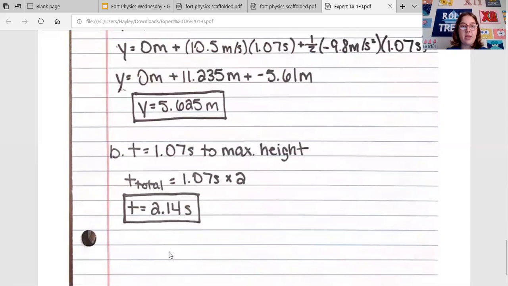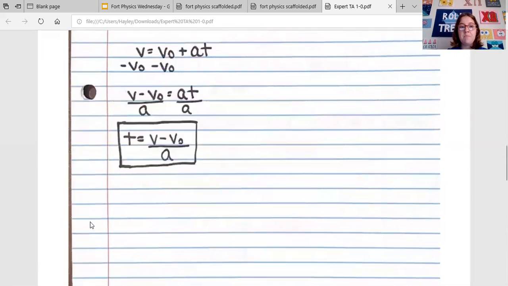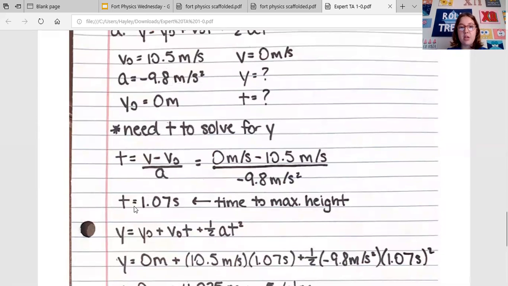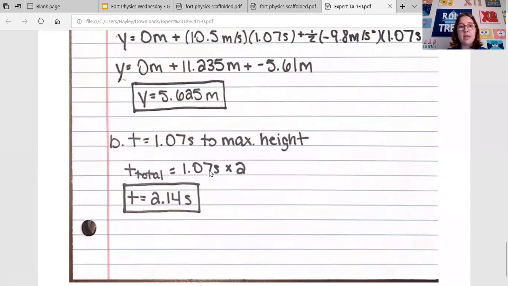And then for part B, we're solving for the time that the dolphin is in the air in seconds. You'll remember that we just solved for time, but we were solving for the time it takes for the dolphin to get to the maximum height. So in order to get total time, you're going to do that 1.07 seconds times 2 to account for the dolphin going all the way up and then back down. When you do that, you get the total time equals 2.14 seconds.